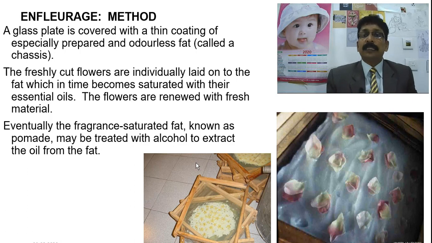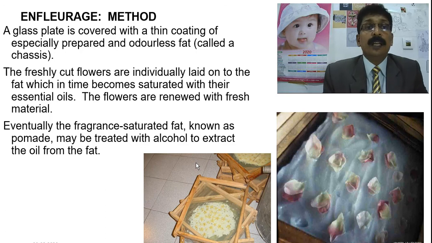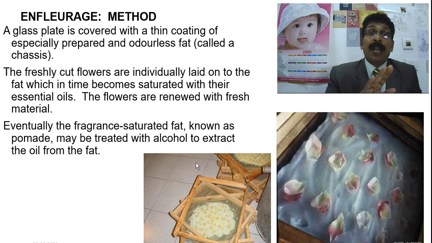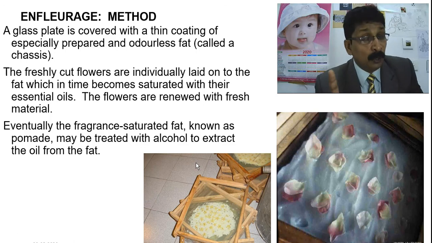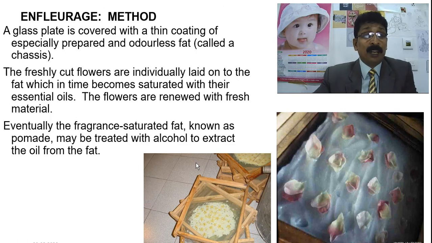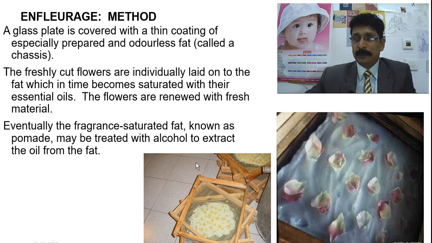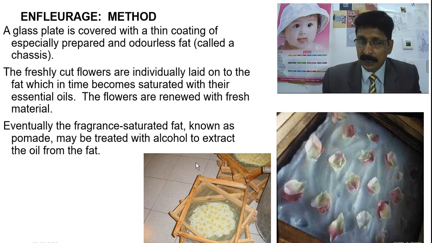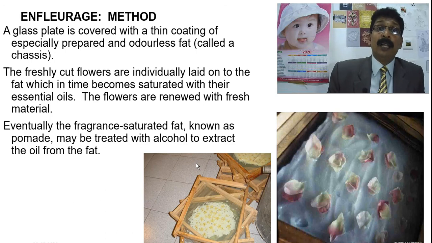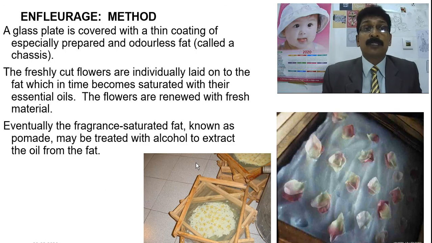So now we are going to discuss the enfleurage method. In the enfleurage method, a glass plate is covered with a thin coating of specially prepared, odorless fat called chassis. That is what I told, chassis. That is the glass plate with a thin film or thin layer of wax. If it is kept, then it is called chassis.